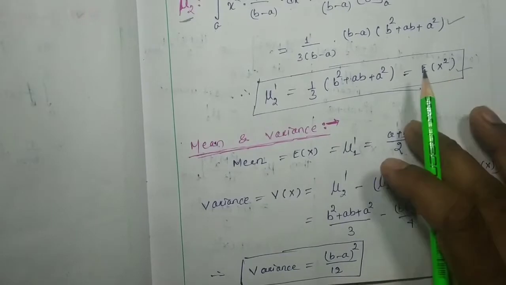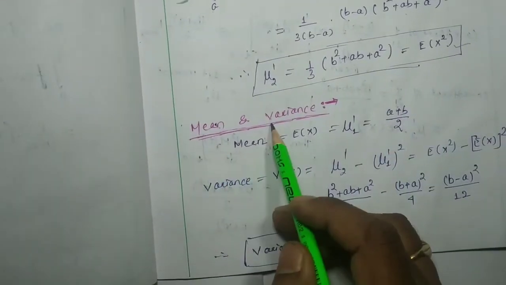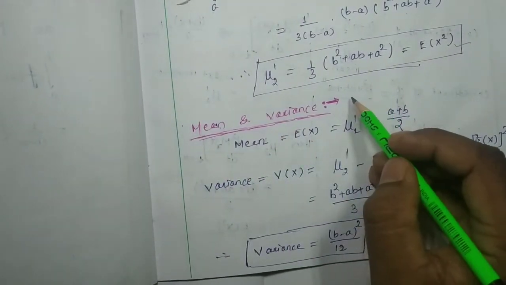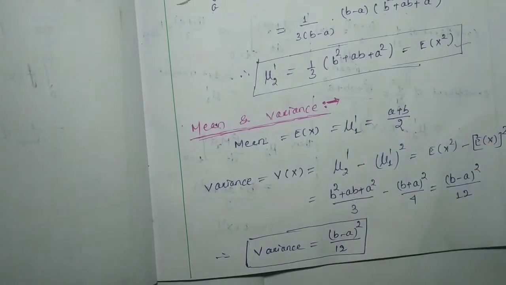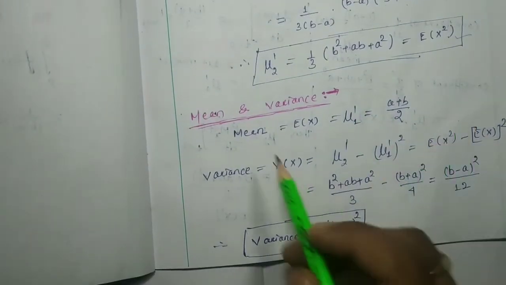So now we have to find out the mean and variance of this uniform distribution. So mean we already found here.